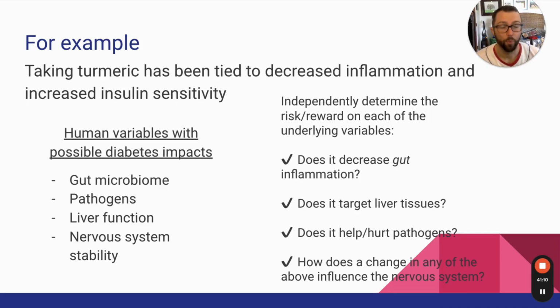So, from a research standpoint, or from a personal, I want to try turmeric standpoint, I wonder what it's doing, or what components of my life I need to be paying attention to. Is it decreasing gut inflammation? When I take turmeric, how are my bowel movements? How am I processing food? What are my post-meal blood sugars like? Does it target liver issues or liver tissues? Does it get rid of pathogens? Am I passing parasites? Is it keeping entrenched viruses in latent phases?